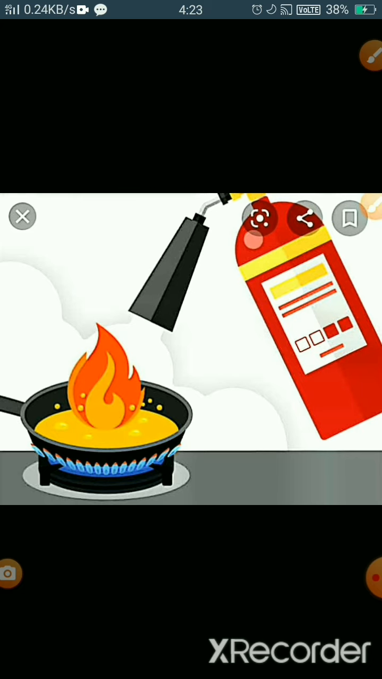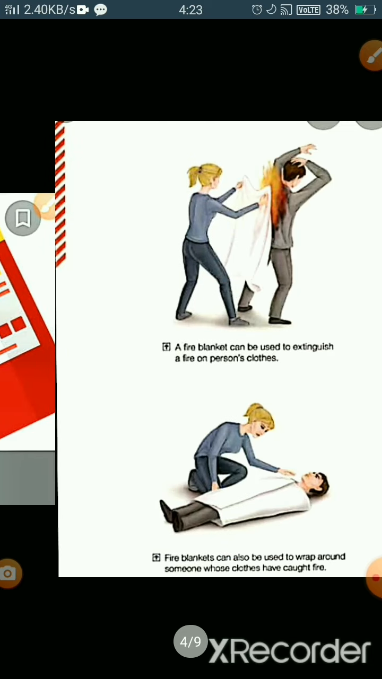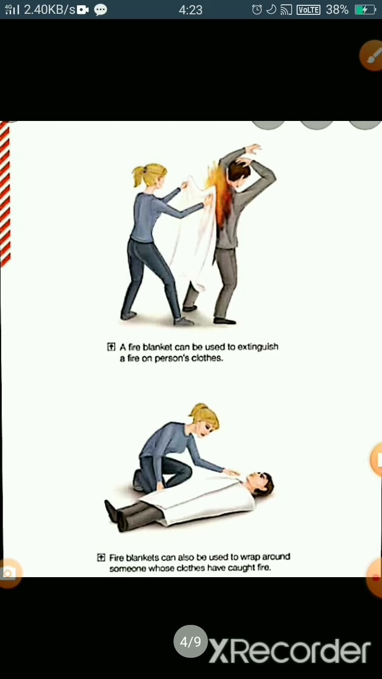And third is using a blanket. If a person catches fire or his clothes catch fire, a blanket must be wrapped immediately around his body. This cuts the supply of oxygen and helps extinguish the fire. So these are the three ways by which we can control fire.